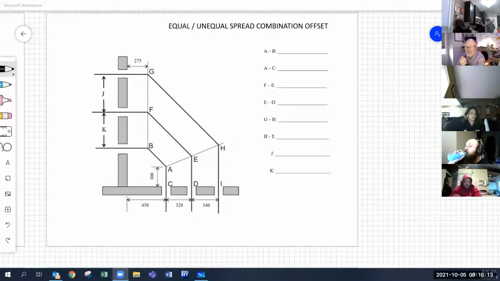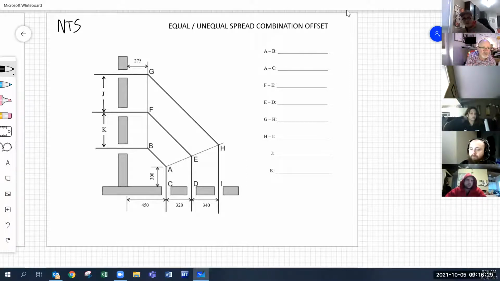Okay, this next one is now an unequal spread combination. Now, there was something I should have mentioned right at the very, very beginning, is that none of these are to scale, okay? Nothing's to scale in here.